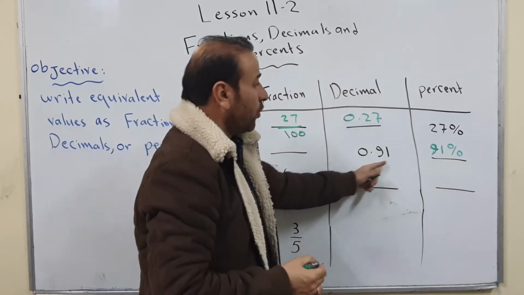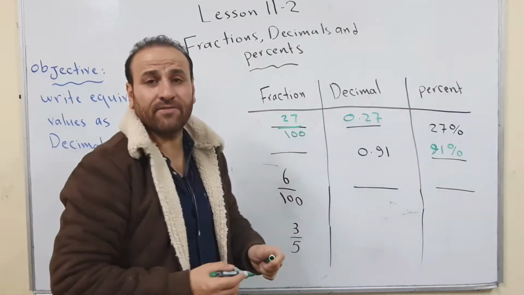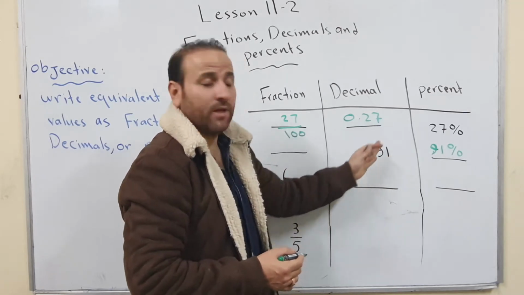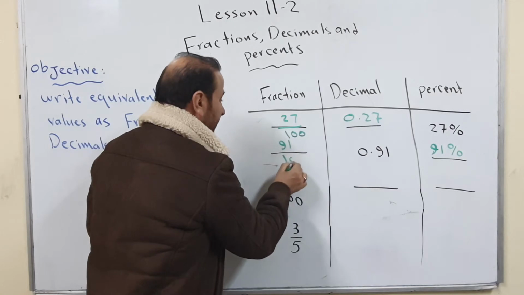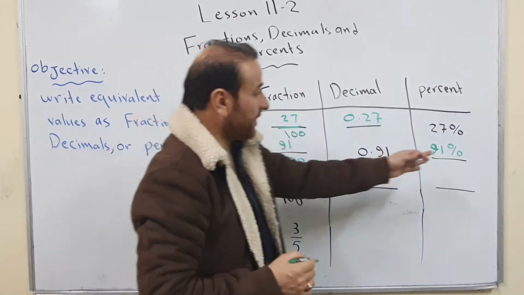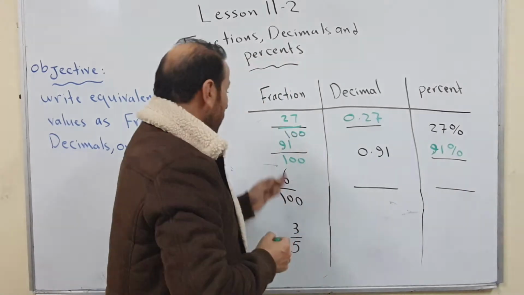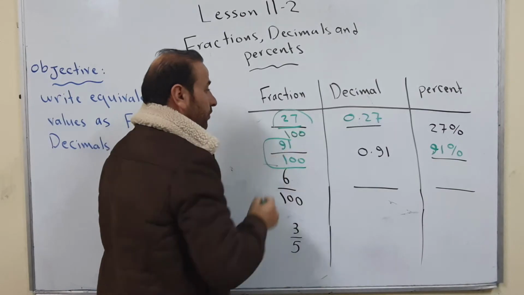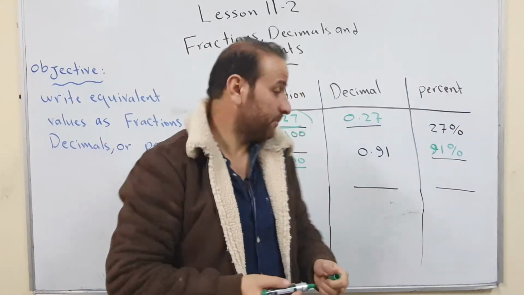And from the decimal or from the percent, we can easily write it as a fraction. Here, this 0.91 means 91 hundredths. It means 91 over 100. Or from this percent, 91% means 91 over 100. It's in simplest form, as we need to write the fraction in simplest form.